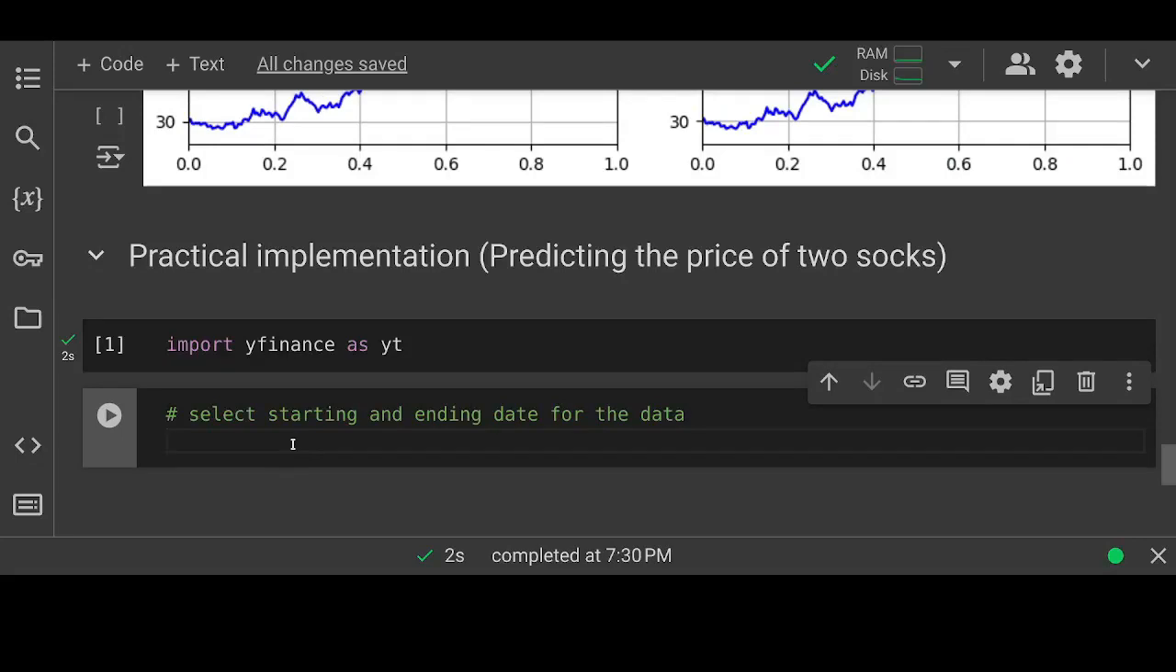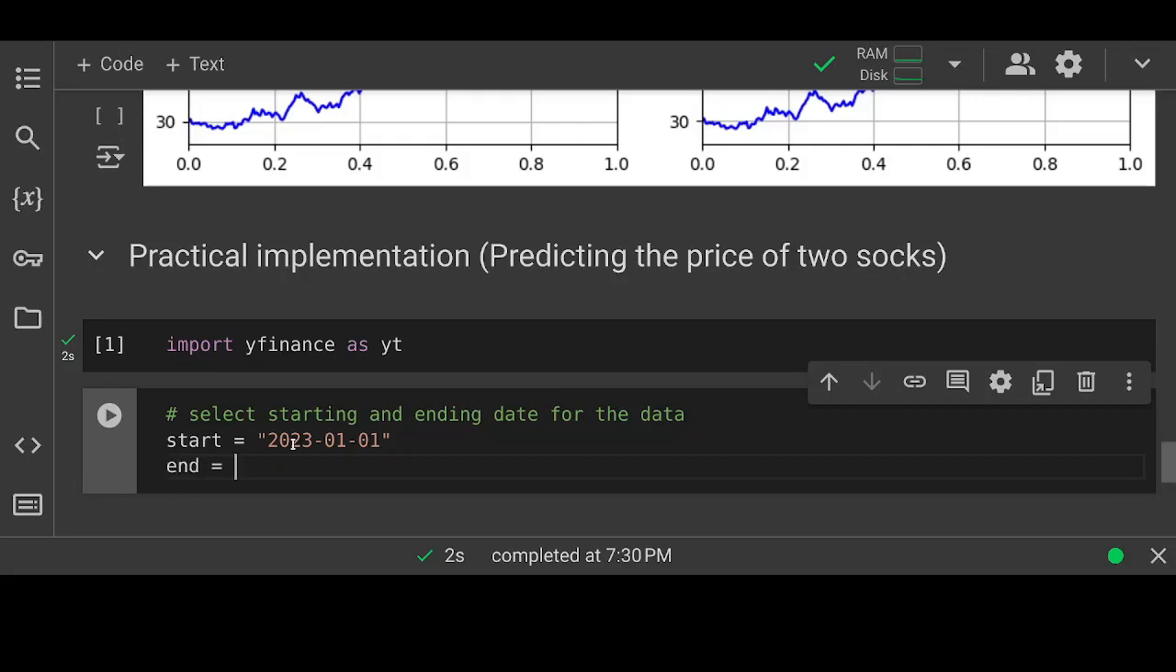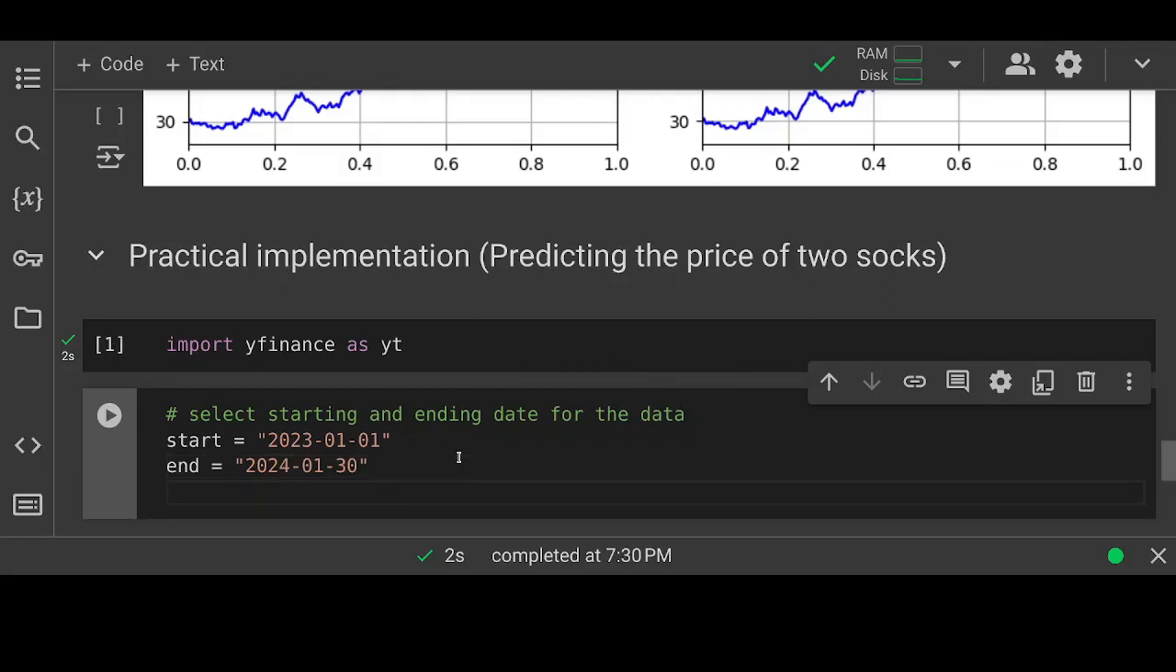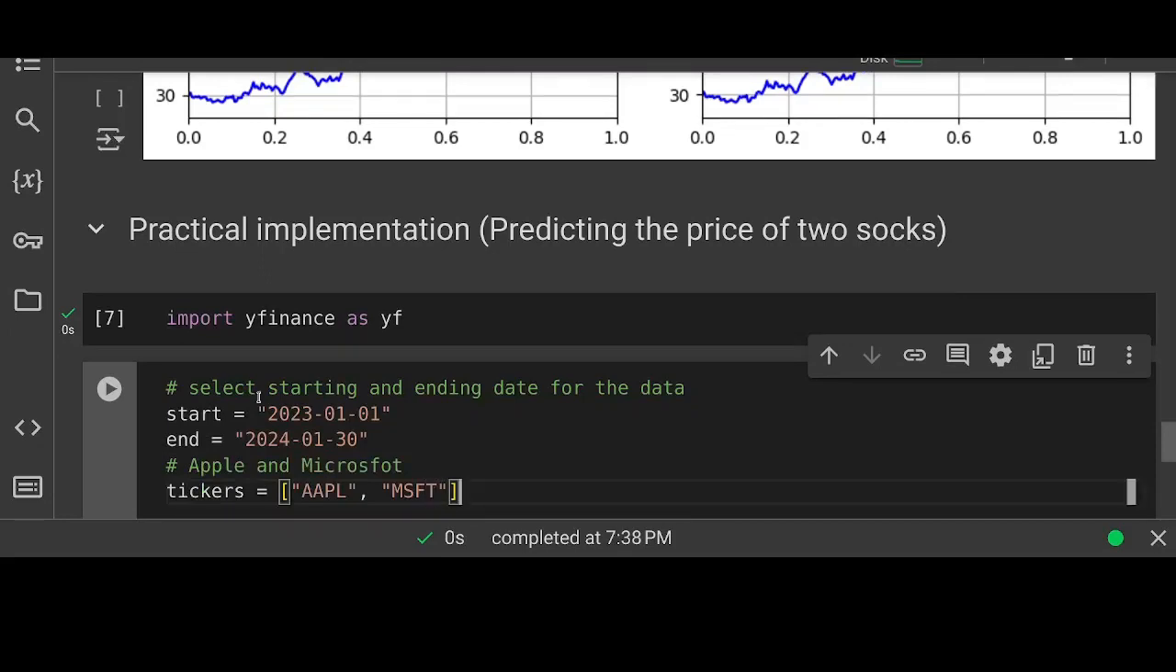Next, select the starting and ending day for the data. Start: 2023, January 1st, and ending date 2024, again January 3rd. Then Apple and Microsoft will be selected. The tickers here are Apple and Microsoft.